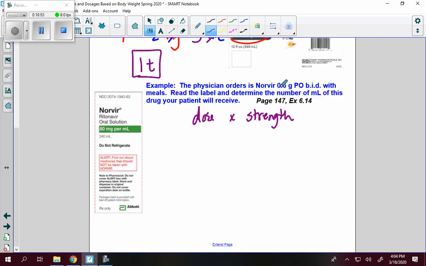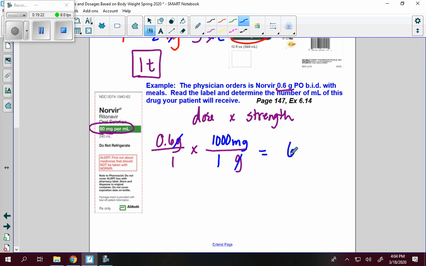My dose is 0.6 grams. My strength, I want it in grams, but I can't have it in grams because it's actually in milligrams. It's 80 milligrams per milliliter. So I have to get my grams to meet my milligrams. I can't put it here because 80 grams is different than 80 milligrams. For every 1 gram, I will have 1,000 milligrams. So therefore, my dose is now 600 milligrams.